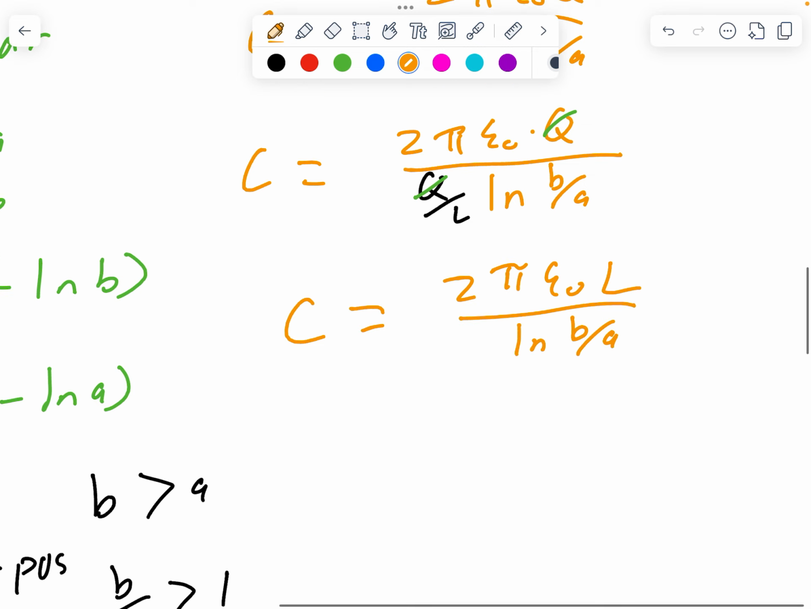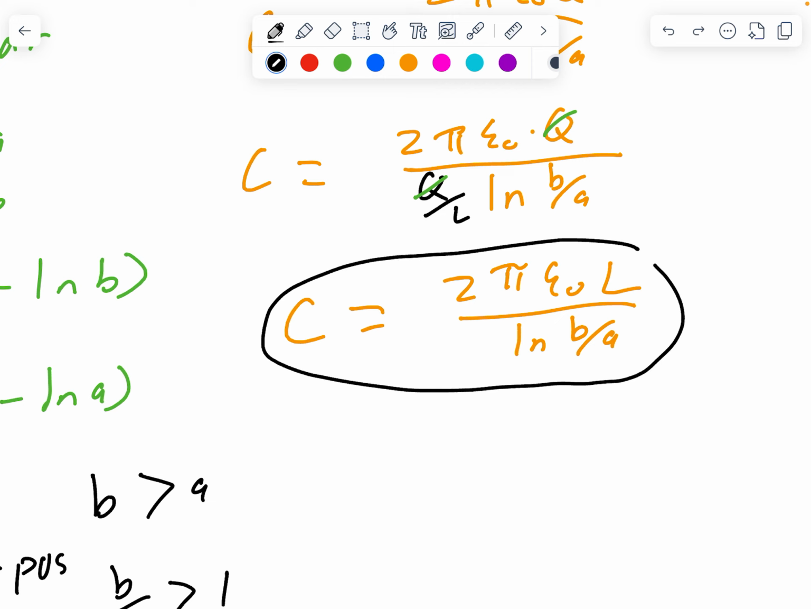All right, and if we look at the function once again, B is greater than A, so that little ln function is going to be a positive value. The stuff up on the top are all positive numbers. Our capacitance is a positive value, which we need. Capacitance, how much can we hold? There's no negative capacitance, so we can put charge on these two cylindrical conductors or we can't.